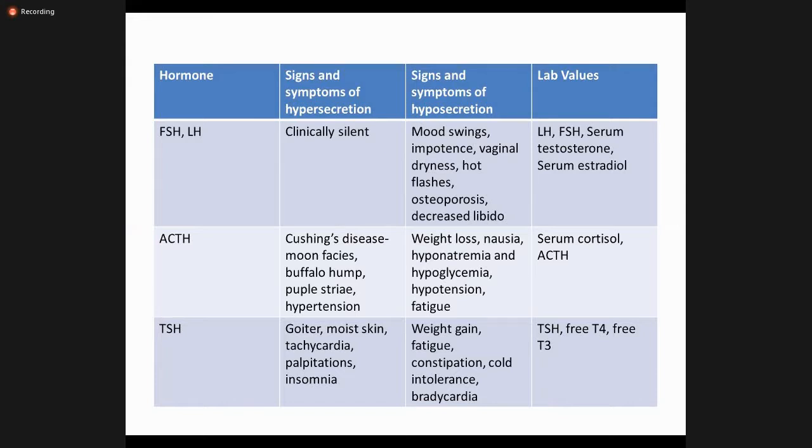While when there is a hyposecretion, that is adrenocorticotropic hormone insufficiency, these are the symptoms of hyposecretion: weight loss, nausea, hyponatremia, hypoglycemia, hypotension. All the features of adrenocortical insufficiency, cortisol deficiency, are in hyposecretion of ACTH. The tests which are important to diagnose are the serum cortisol and ACTH level.